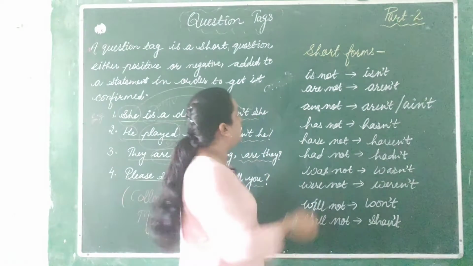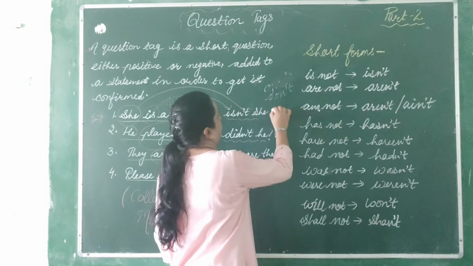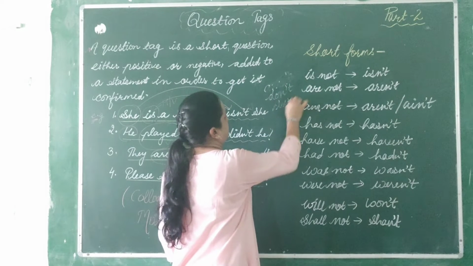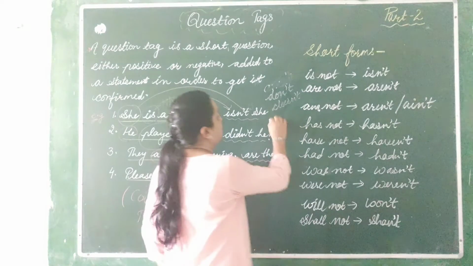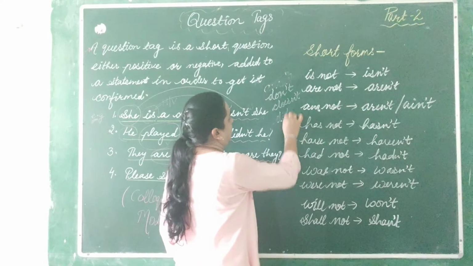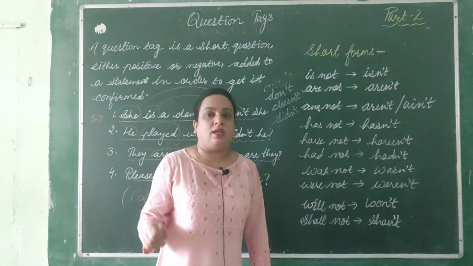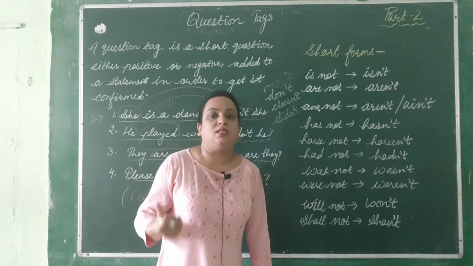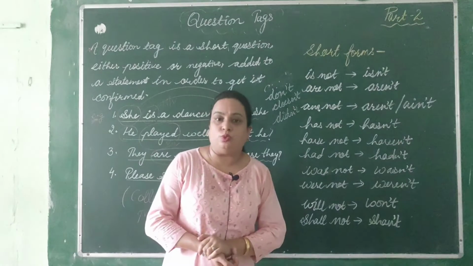And for do it is don't. For does it is doesn't, DOESN'T. And for did it is didn't, did and N and then T. So didn't, not did not. It is didn't. Okay, so these are the short forms which you have to use.